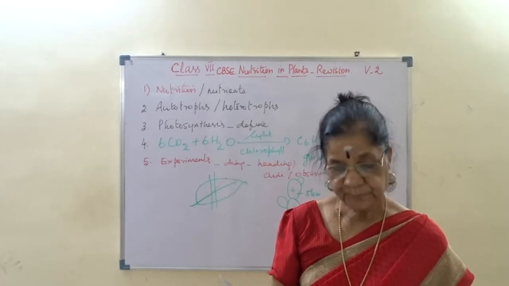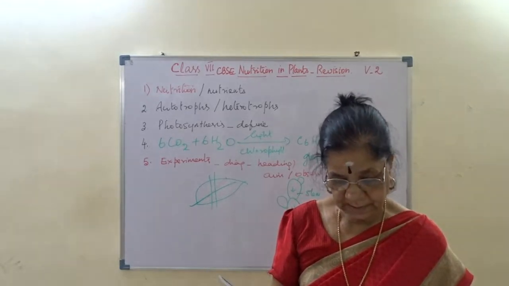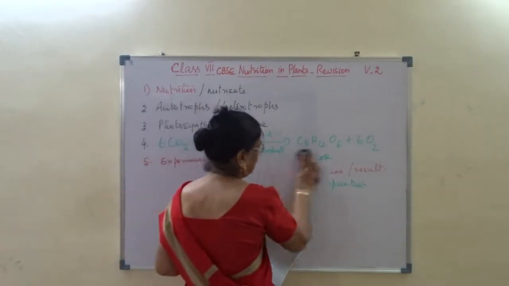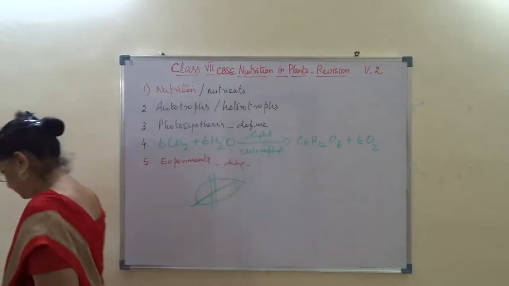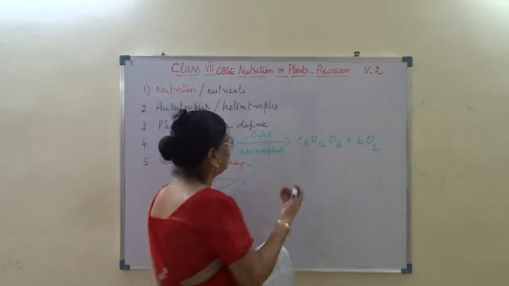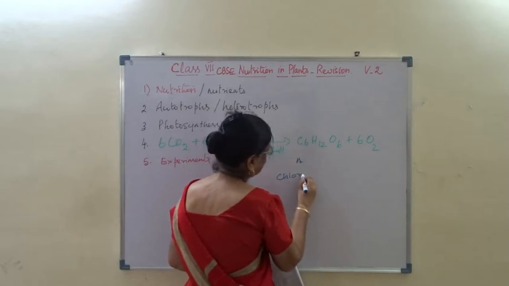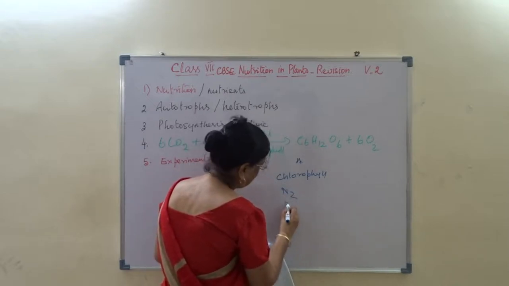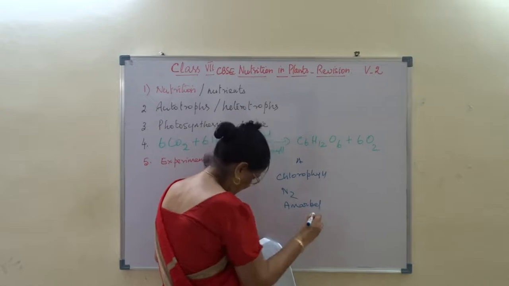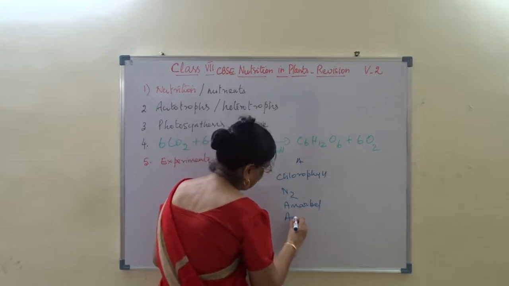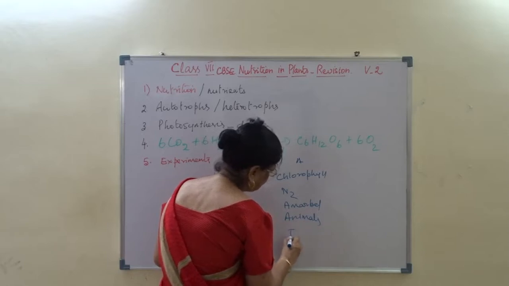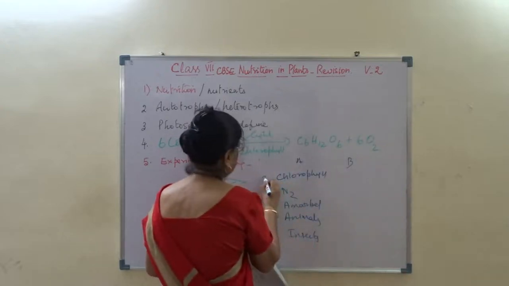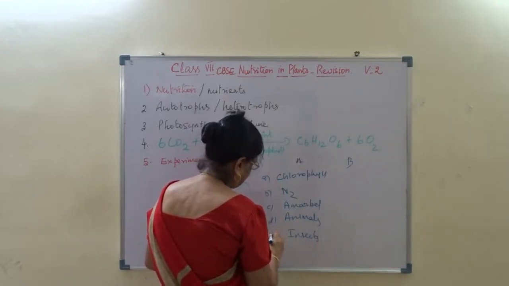Then match the following: column A has chlorophyll, nitrogen, amabel, animals, insects.